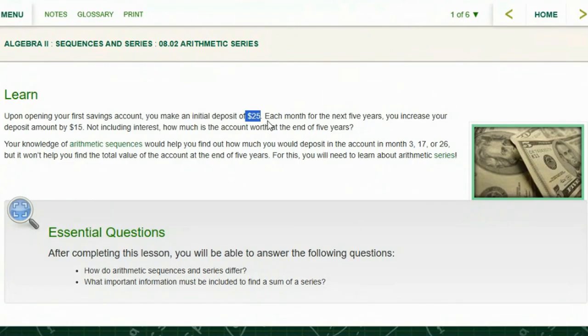So $25 every month for the next 5 years. You increase your deposit amount by $15. Not including interest. How much is in the account? How much at the end of 5 years? How much is in the account?